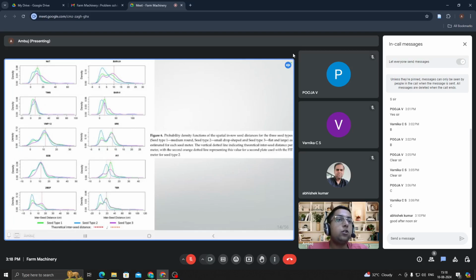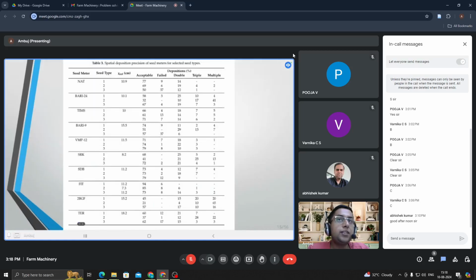Okay, with respect to a horizontal distance, or with respect to an x-axis, in which particular region most of the seeds would be falling. This is the basic utility of PDF, the probability density function, with respect to the inter-seed distance. Then the spatial deposition precision we have measured.